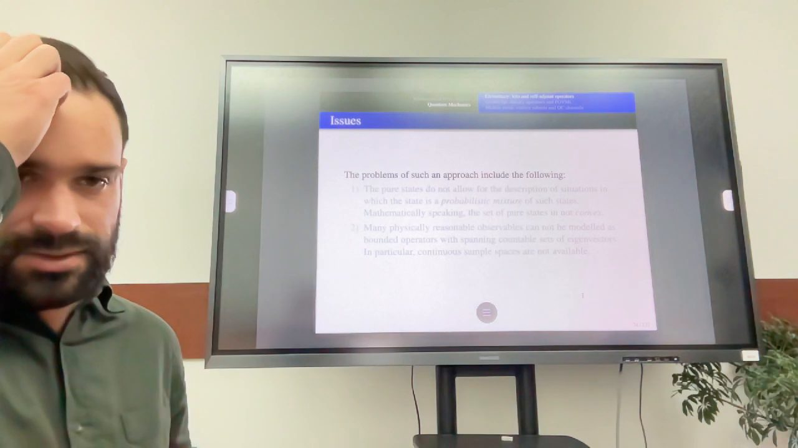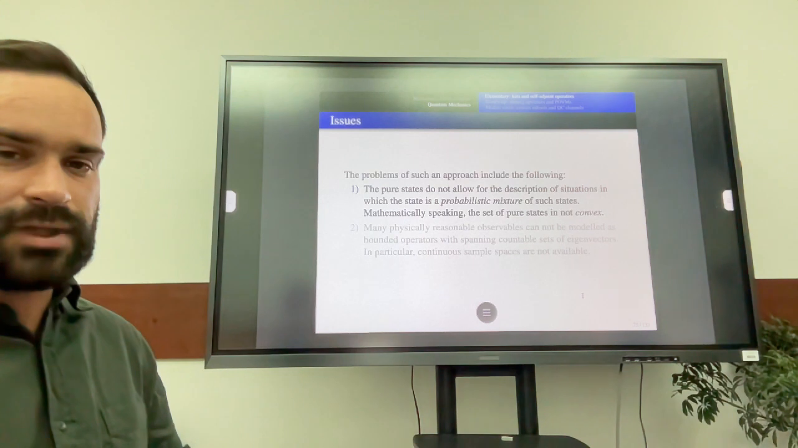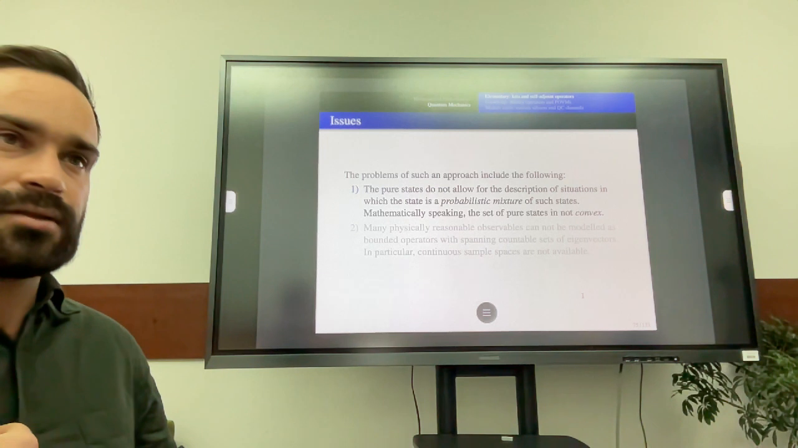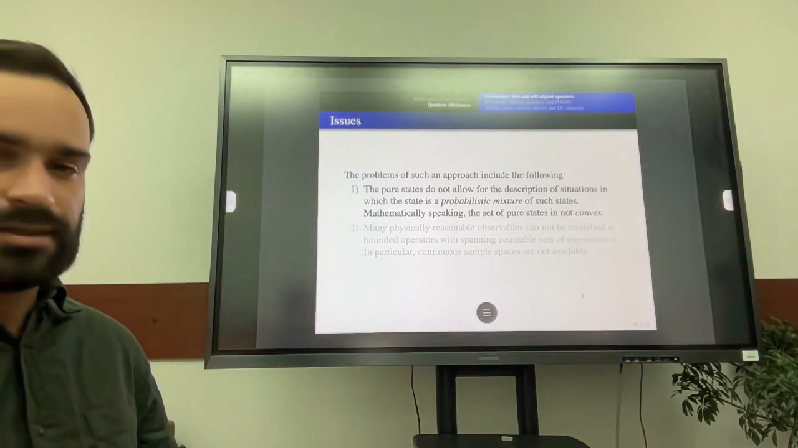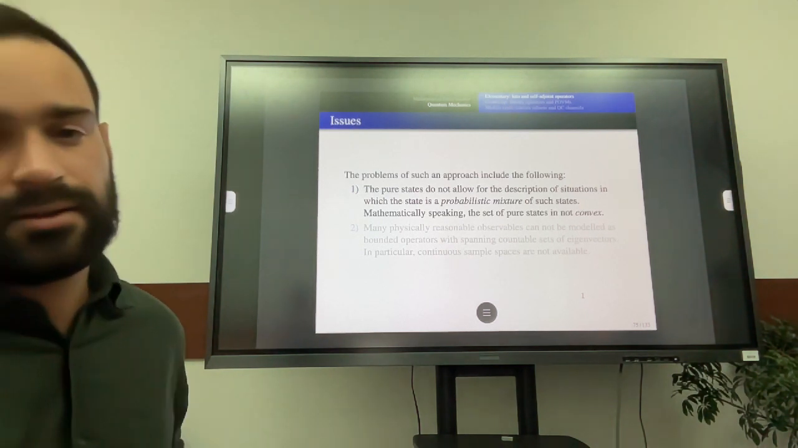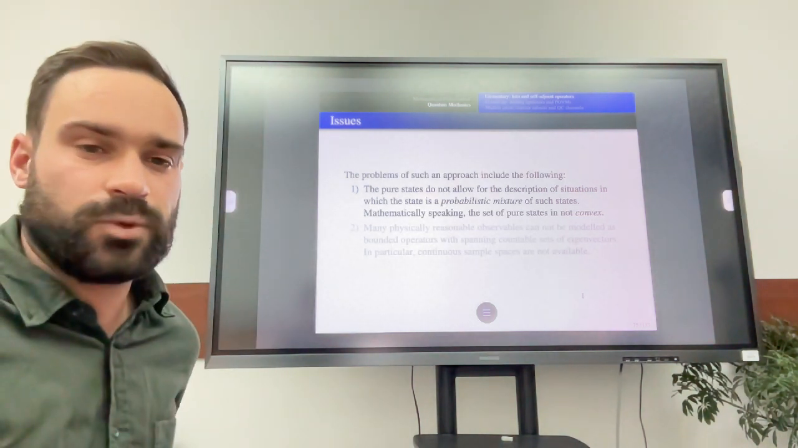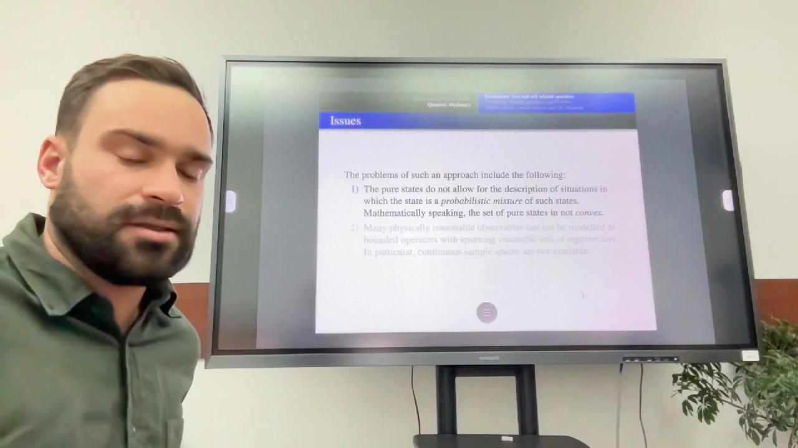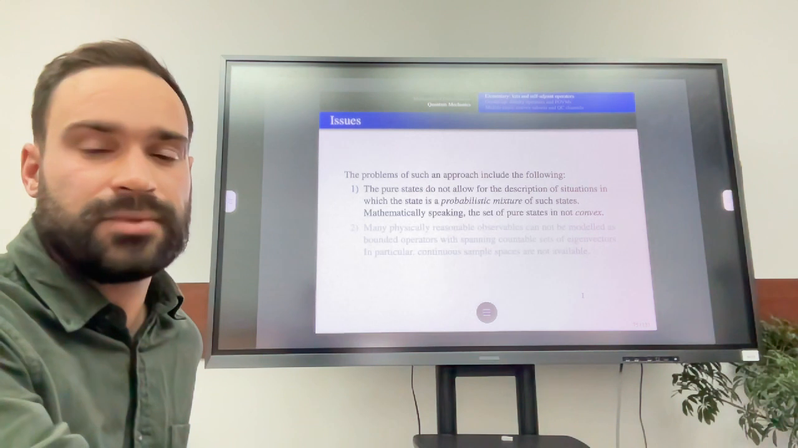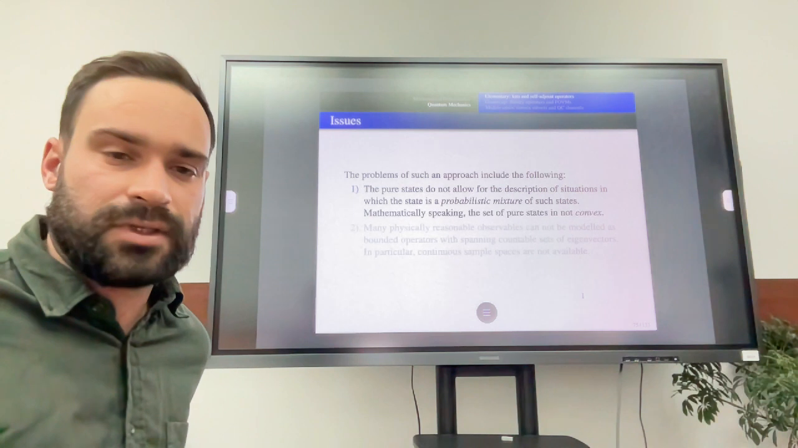So what are the problems with this? There are a few. The first one is that the pure states do not allow for the description of probabilistic mixtures. So mathematically speaking, the set of pure states is not convex, which I think is a good point. It is a problem. We would like to be able to describe states connected to situations where we are just not sure which state it's being prepared in. So it would be good to have a notion of a state that's capable of doing this.